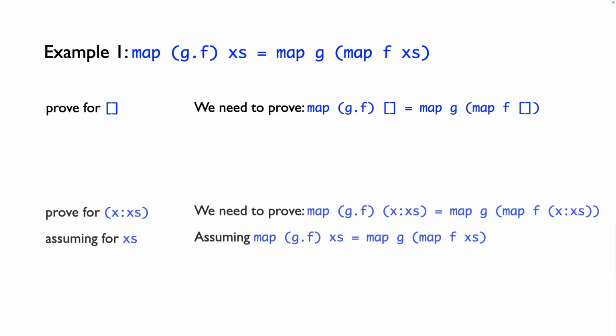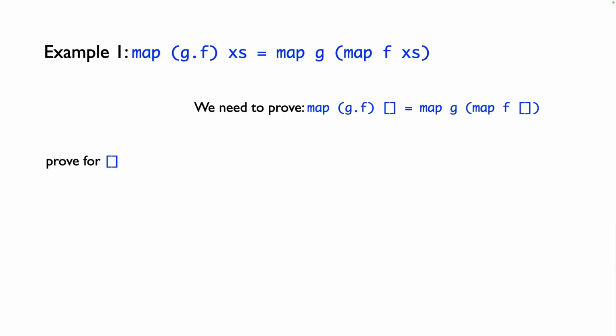The second thing we have to prove is that we have that map (g dot f) on x colon xs is the same as map g applied to map f applied to x colon xs. And then we assume the result is true on the tail, on xs. So just as we had in defining a function by recursion, in defining the function at x colon xs, we assume we've got the function already defined at xs. Here we're saying in proving something for x colon xs, we assume it's already proved for xs. Right, so that's the shape of what we have to do. Let's get started.